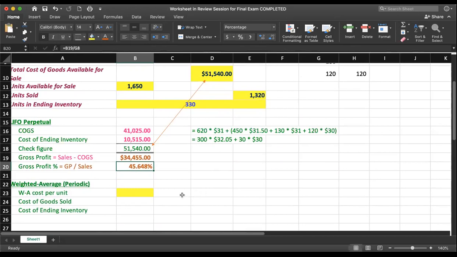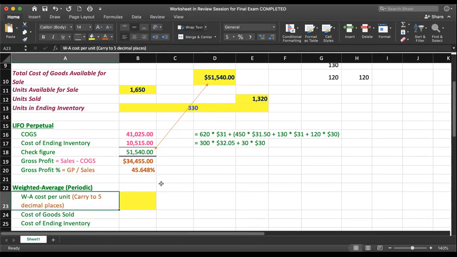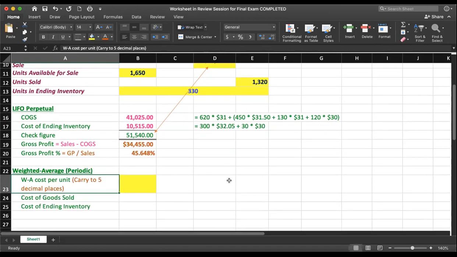Now, the next one that I'm going to do is weighted average periodic. Then we're going to figure out what's the weighted average cost per unit. And remember, carry to 5 decimal places. The reason I say that is because then you won't have rounding issues when you're computing your cost of goods sold and the cost of the ending inventory.